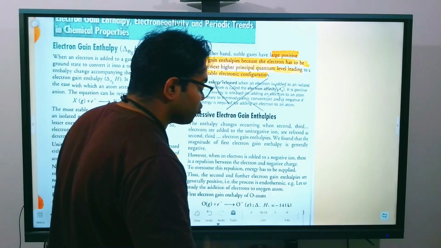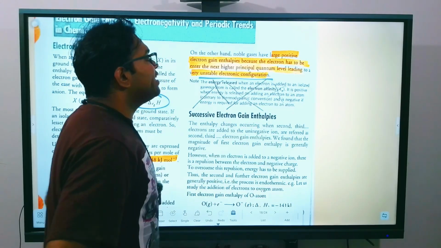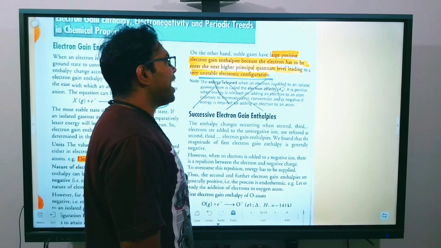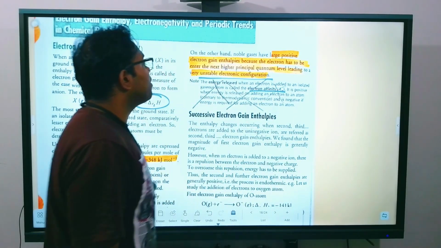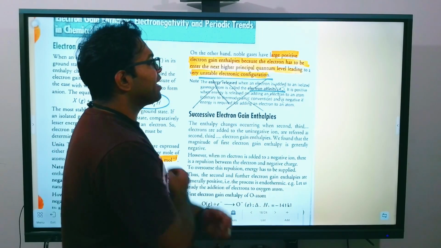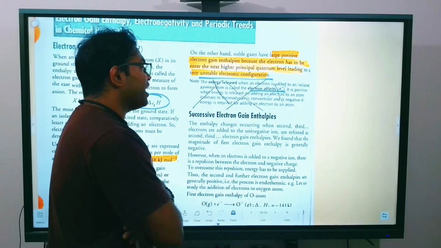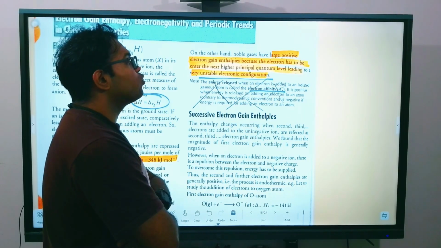When they attain an extra electron, they attain a stable electronic configuration. The energy released when an electron is added to an isolated gaseous atom is called its electron affinity. It is positive when energy is released on adding an electron to an atom, contrary to the thermodynamic convention, and is negative if energy is required for adding an electron to an atom.